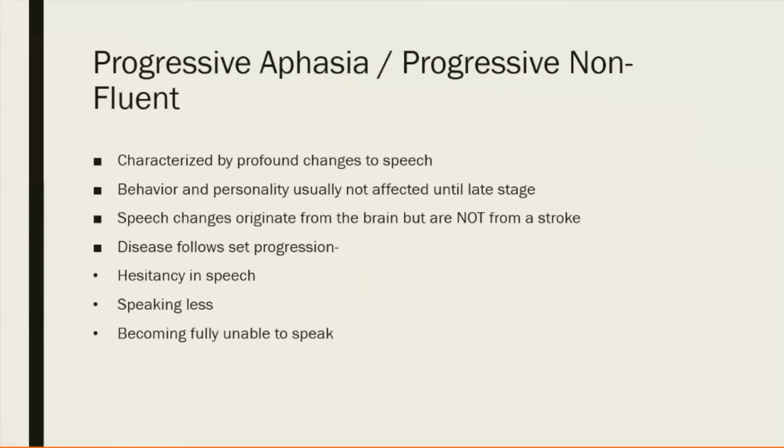So another type of FTD is our progressive aphasia or progressive non-fluent FTD. So this is an FTD that really affects people's ability to understand or express speech, right? So it's characterized by very profound changes to speech. Behavior and personality are usually not affected till the later stages of this disease. And speech changes originate from the brain, but are not from a stroke.